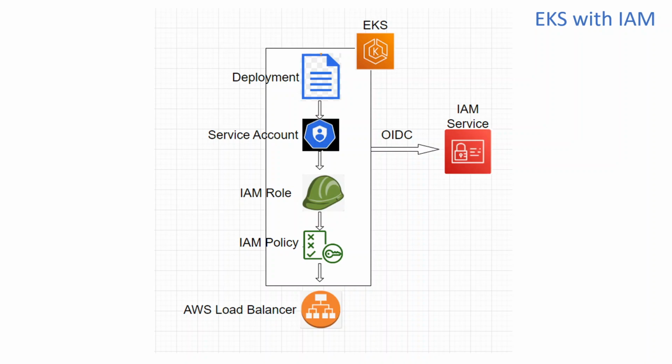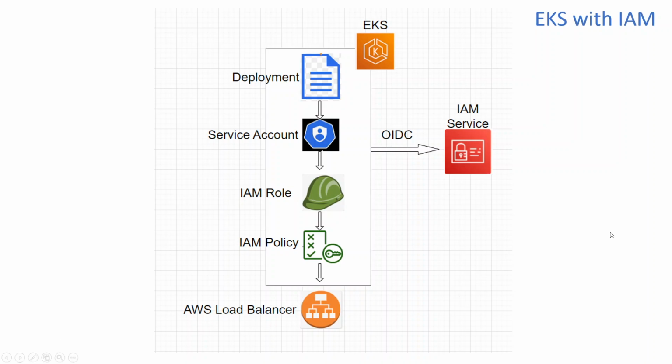Now this EKS cluster talks to the IAM service using OIDC, or OpenID Connect. OIDC is a cluster level configuration, and AWS EKS supports using OIDC identity providers as a method to authenticate users to your cluster. OIDC identity providers can be used with AWS IAM, and you just need to create this configuration only once in your cluster config.